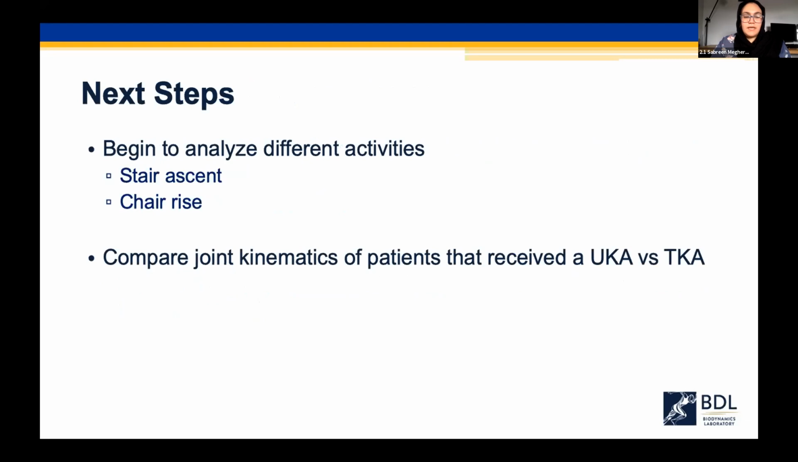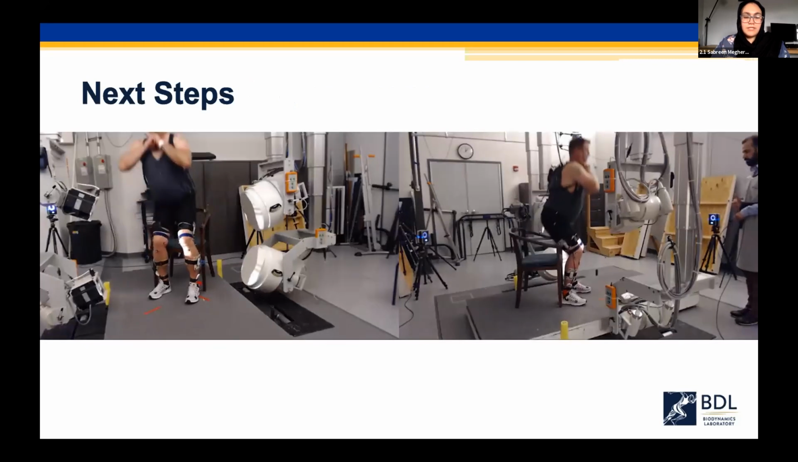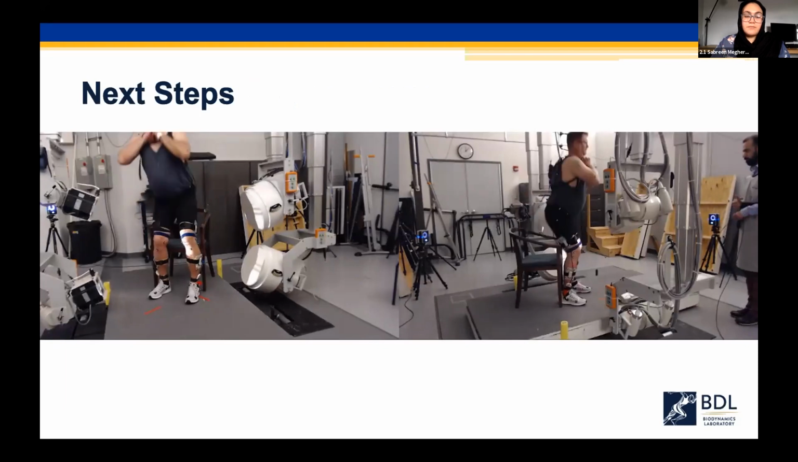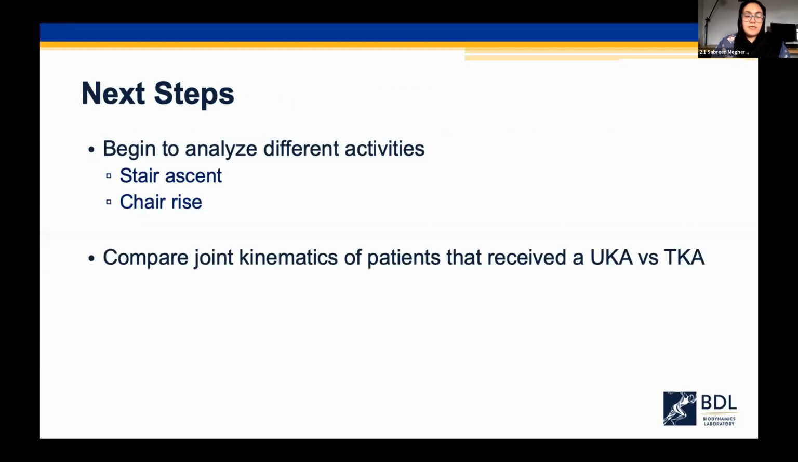The next steps for this study include processing the data of different activities, including chair rises and stair ascent. Here's an example of a patient completing a chair rise. Previous studies have shown that these activities are more difficult for patients before knee replacement. Additionally, in the future, we would like to compare hip, knee, and ankle joint kinematics of patients who have received UKA versus patients that received a TKA.